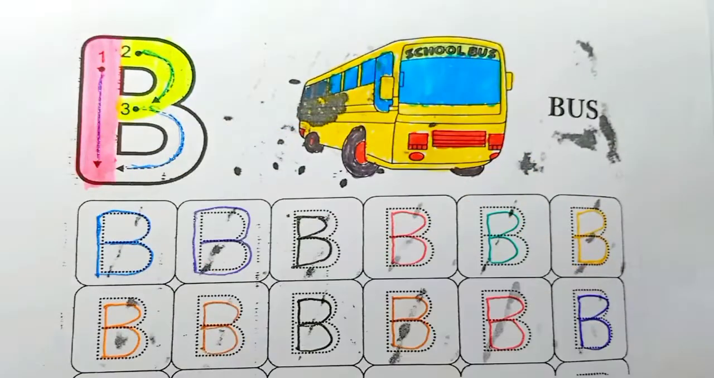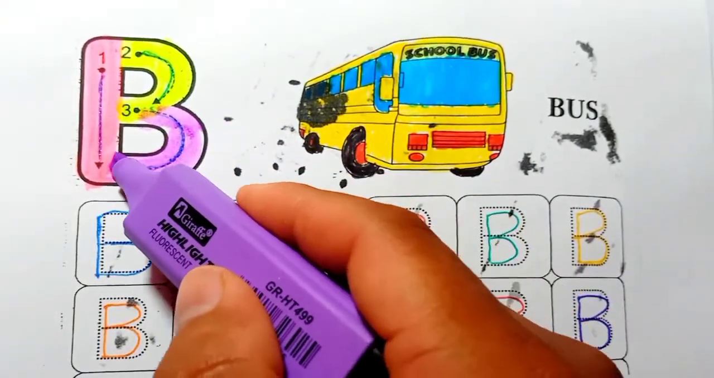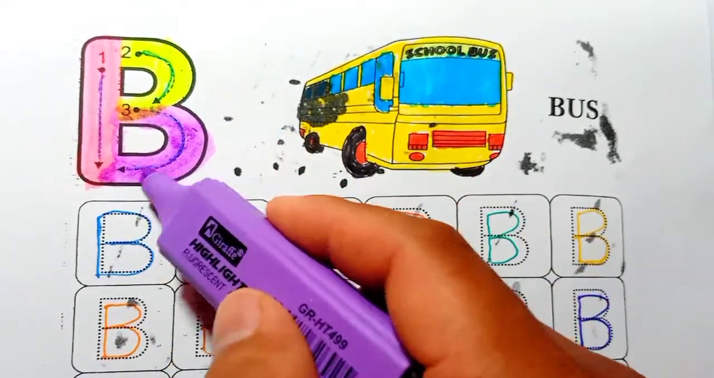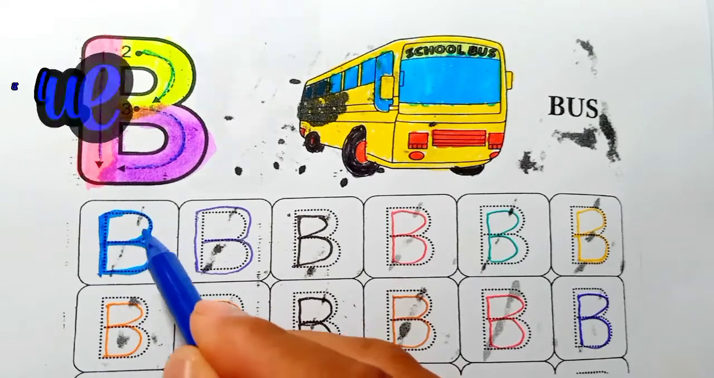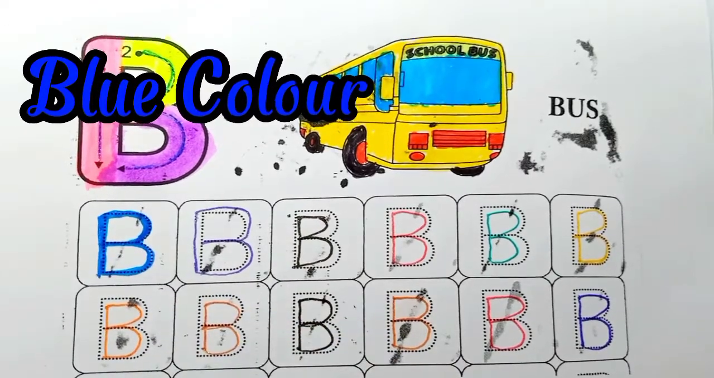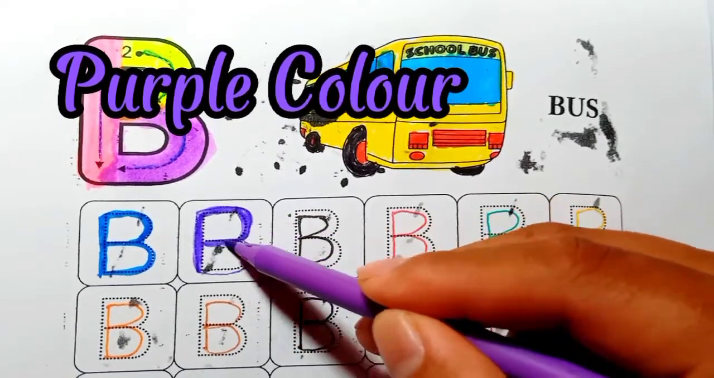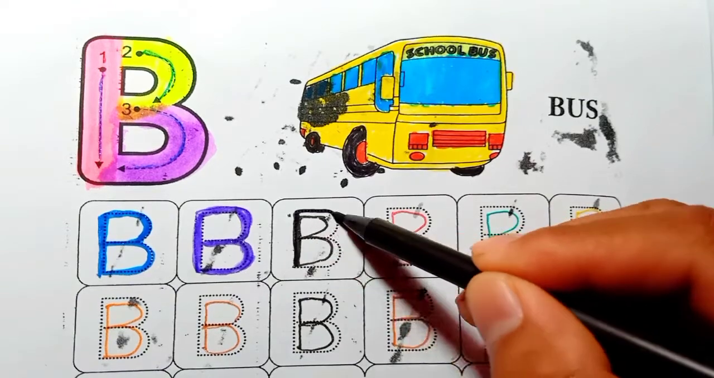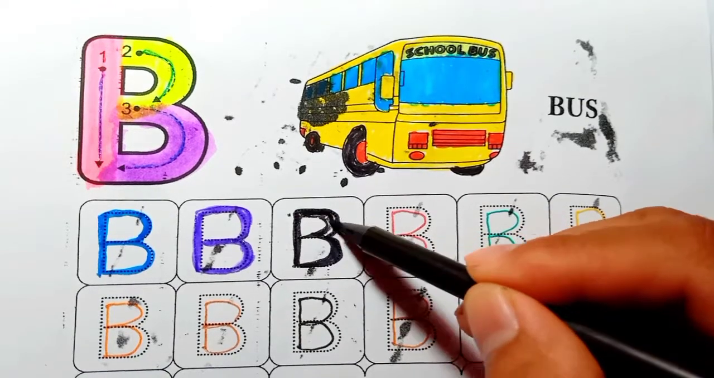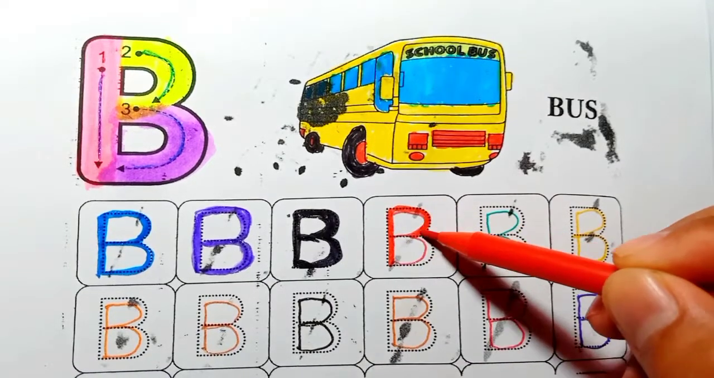B is 3 colors. Pink color, yellow color, and purple color. First letter, B, is blue color. Purple color. Black. Red.